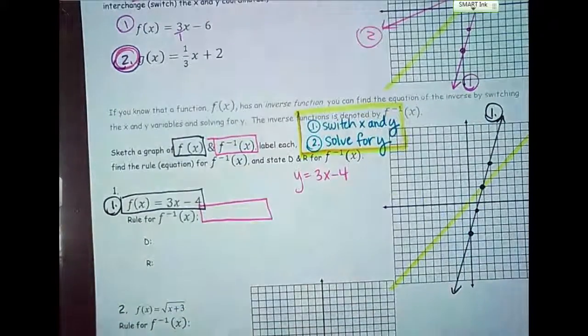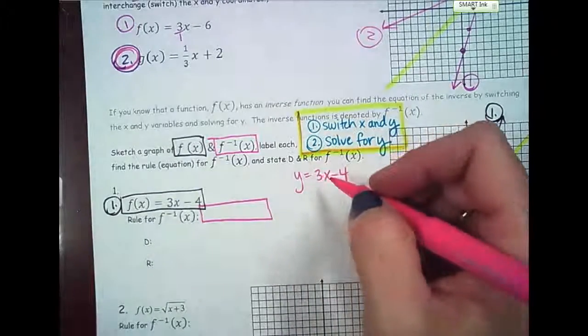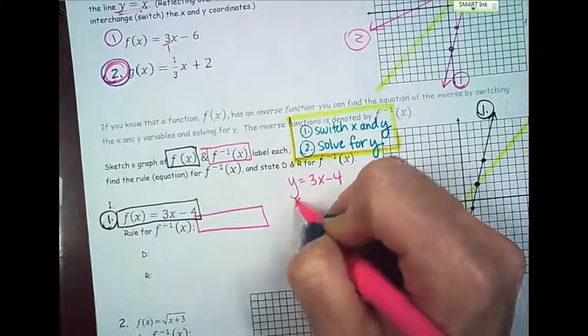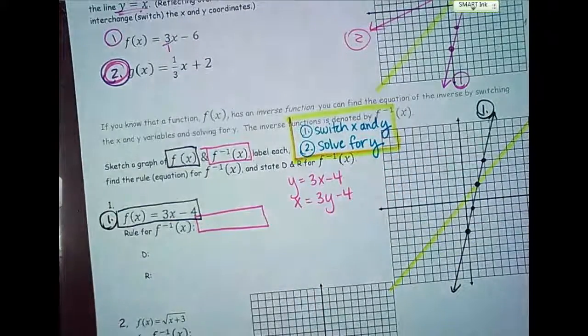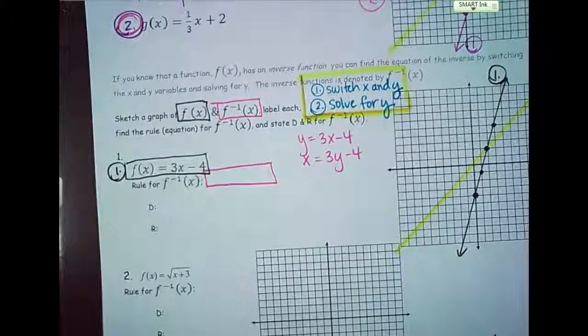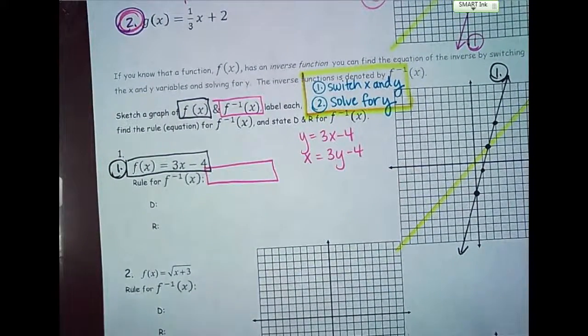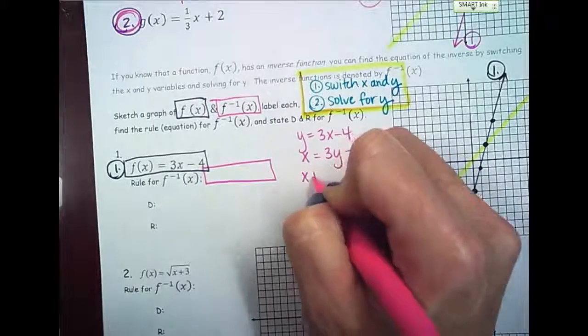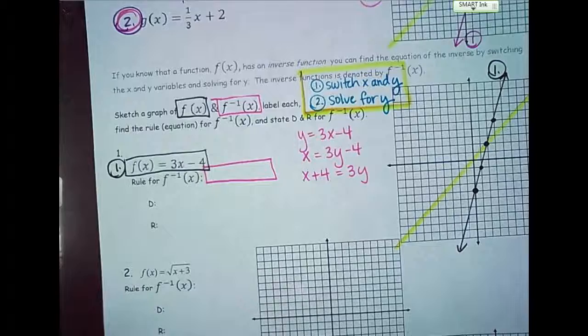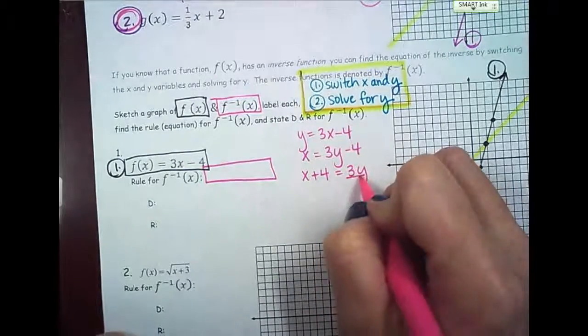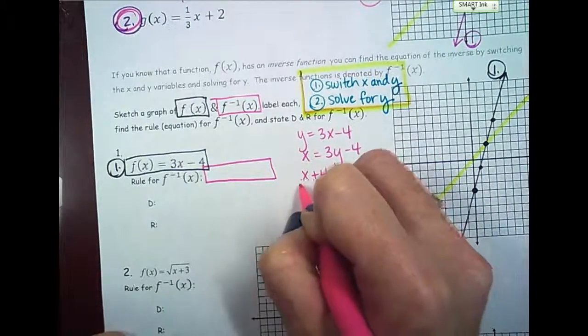What was my first step? Switch what? x and y. So we're going to call y x now, and we're going to call x y. And what's step 2? Excellent. Solve for y. So move your 4 over. And then divide everything by what? 3. Divide everything. Each piece.